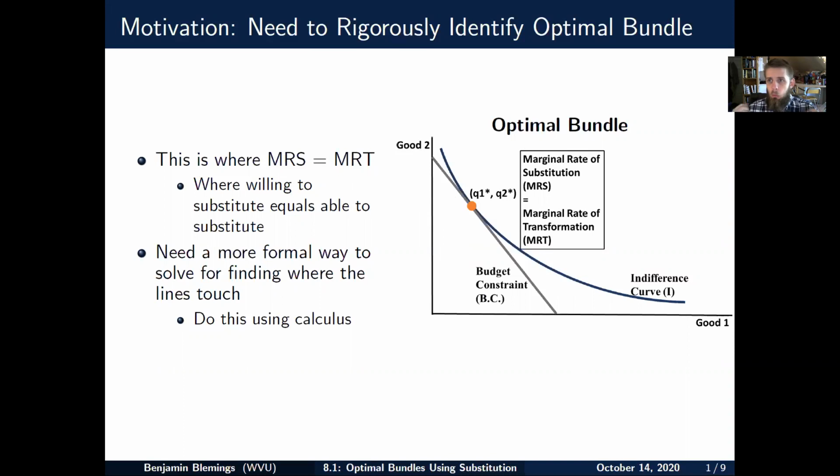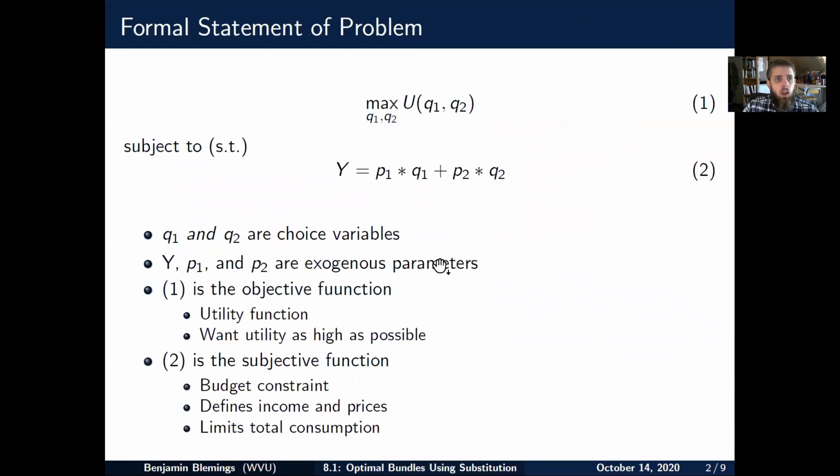And we need to have a formal way to solve for this optimal bundle, the most happiness that a consumer can get given their preferences, their income, and their prices. And so we're going to do this using calculus. This is the formal statement of the problem, right? So we're doing optimization here.